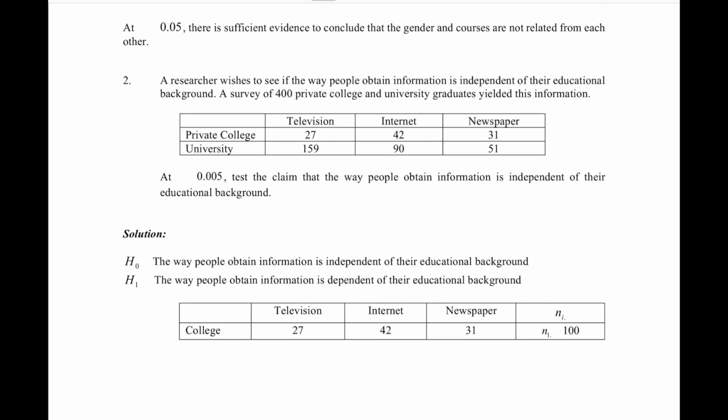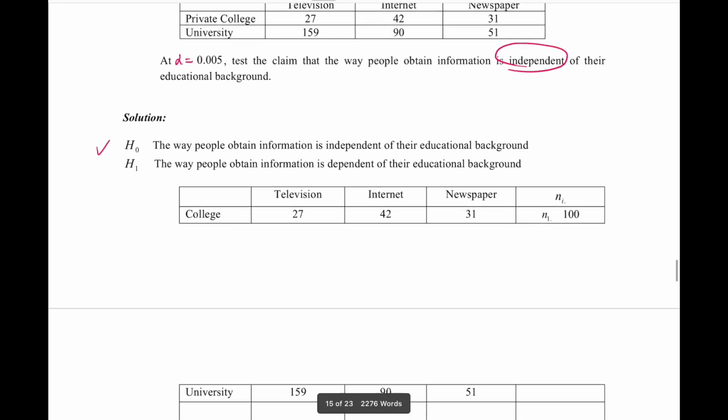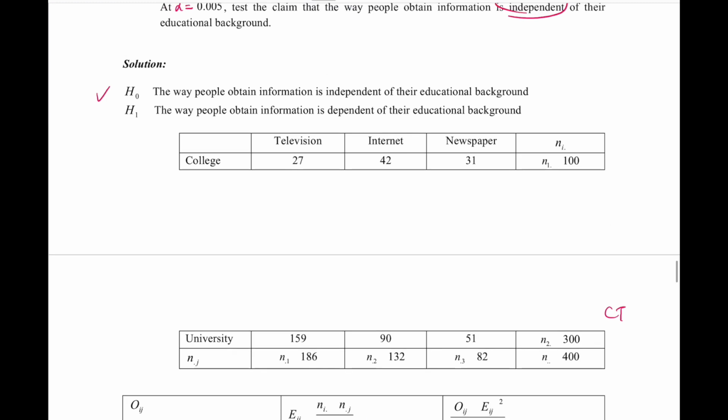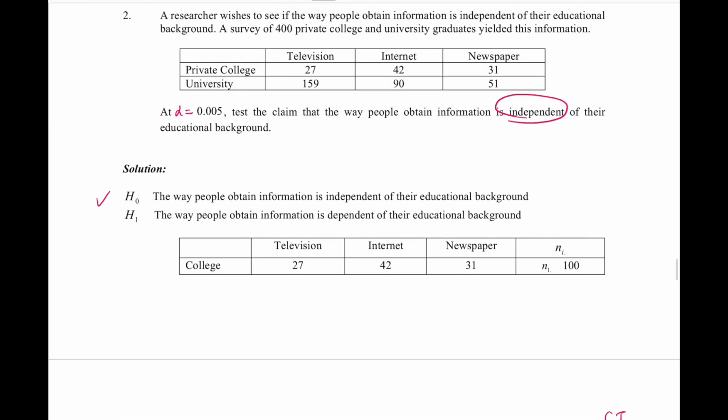A researcher wishes to see if the way people obtain information is independent of their educational background. A survey of 400 private college and university graduates is used. At alpha 0.005, test the claim that the way people obtain information is independent of their educational background. So you can do the independent test here, H null and H1, and then please do the contingency table. You can try to do this one on your own.